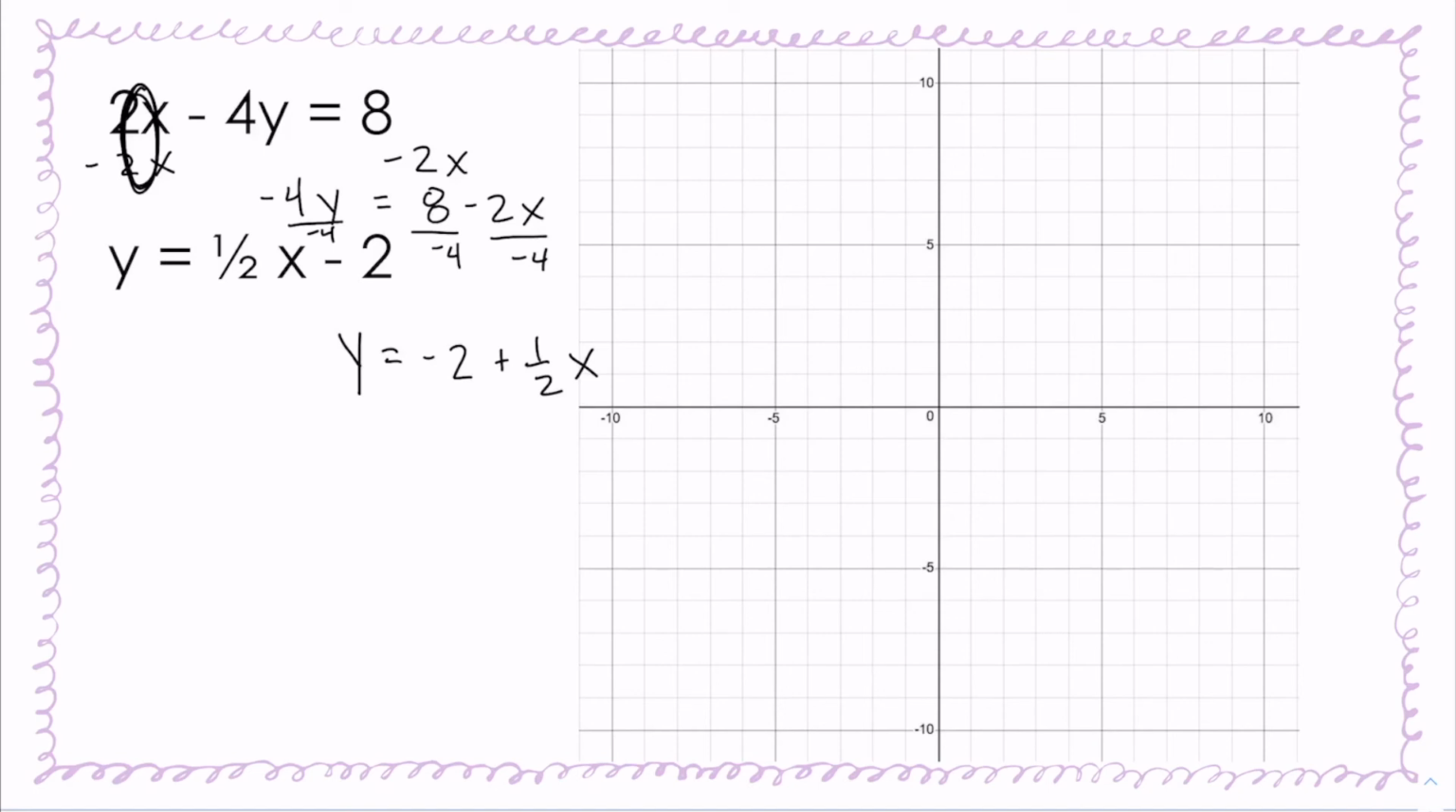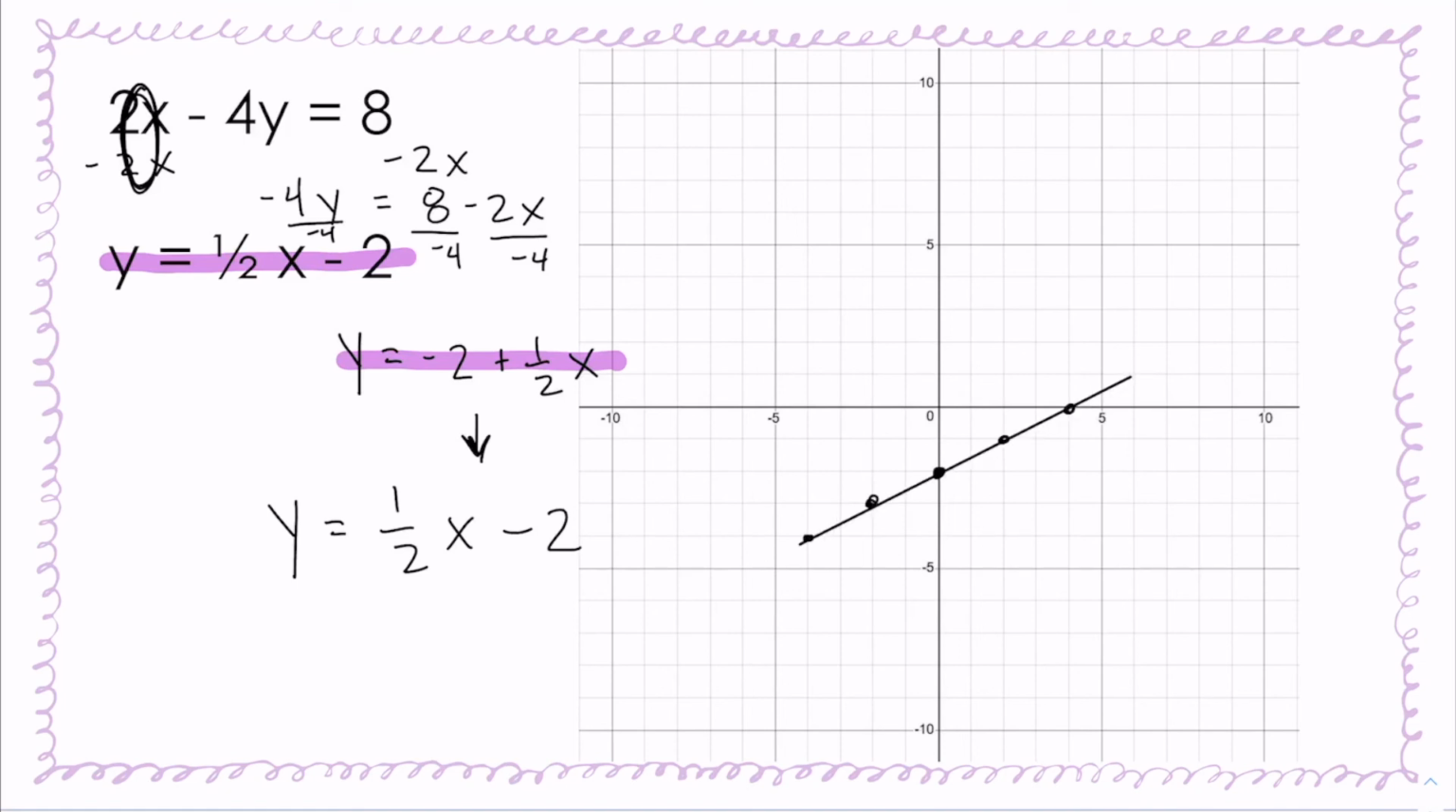Well, that's weird. Look at these two equations. If we were to reorder this one, we have the exact same equation. So that means if we were to graph this, what are our two lines going to do? If you're thinking they're going to be right on top of one another, you are exactly right. Here, our two equations in our system give us the exact same line.